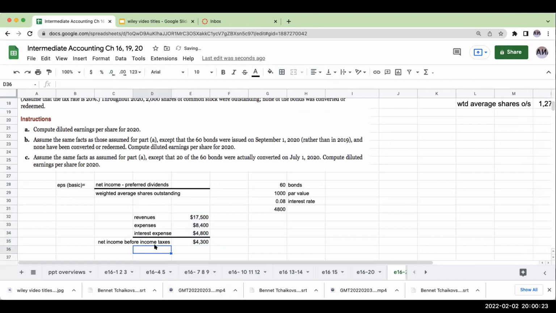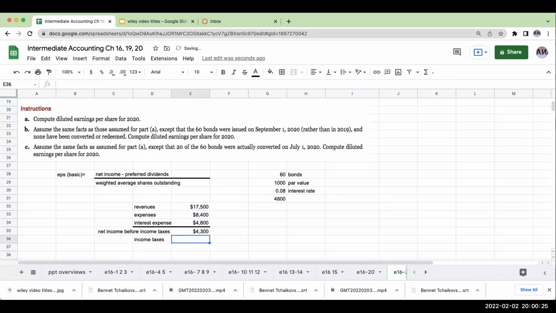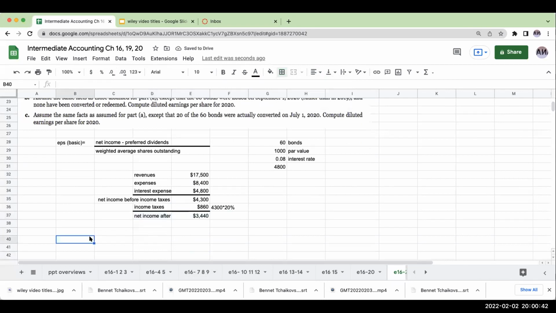My income taxes are 20% of this amount. So my net income after tax is going to be $3,440. The basic earnings per share is going to be $3,440 divided by 2,000 shares outstanding, or $1.72.